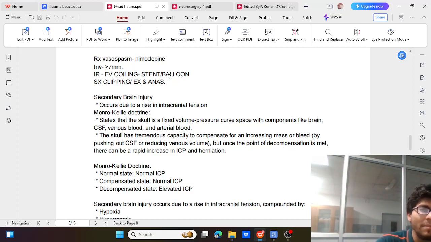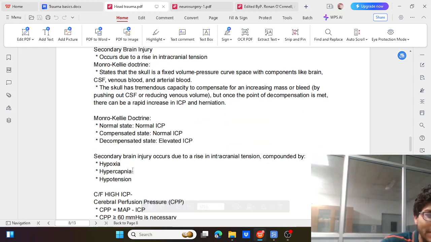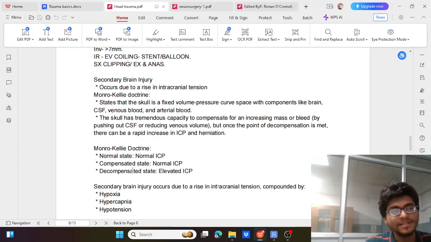So this was all about SAH, that is subarachnoid hemorrhage. Then coming to secondary brain injury. It occurs due to raised intracranial tension. Apart from that, it can also occur due to hypoxia, hypotension and hypercapnia. So this will cause secondary damage to the brain.